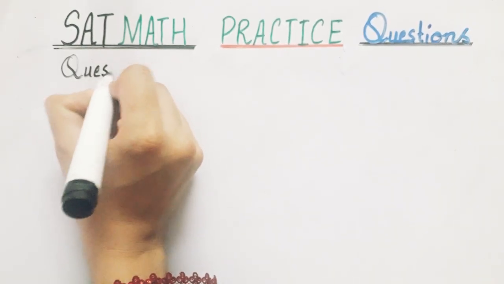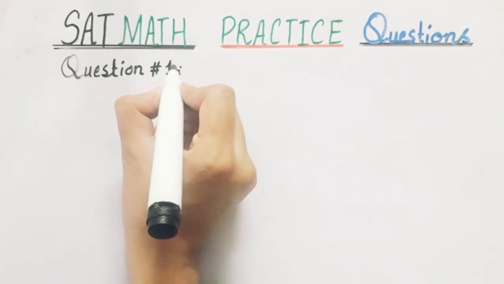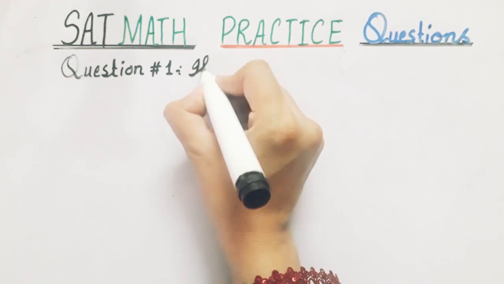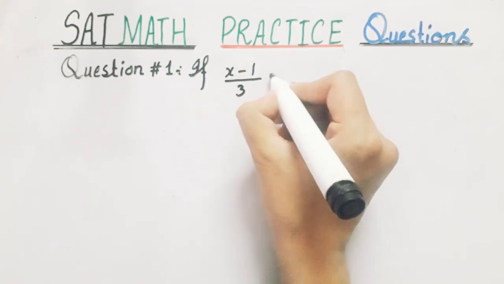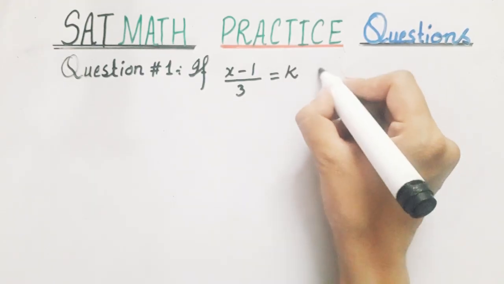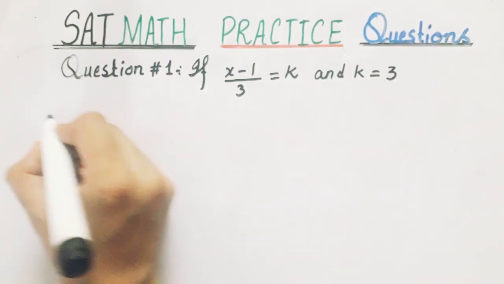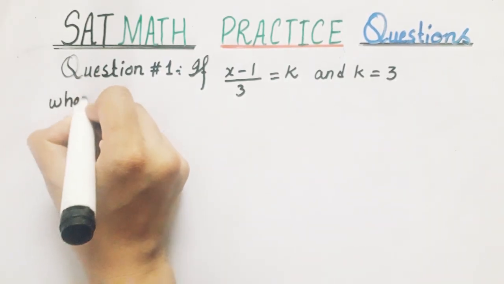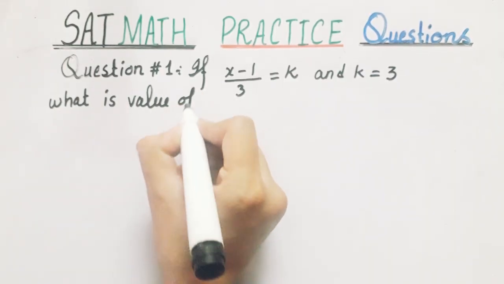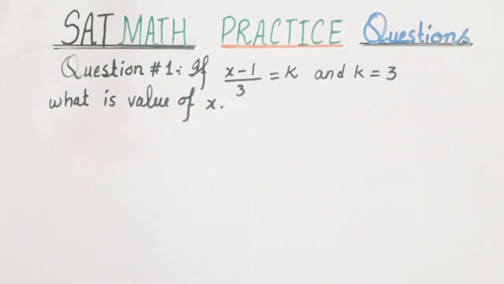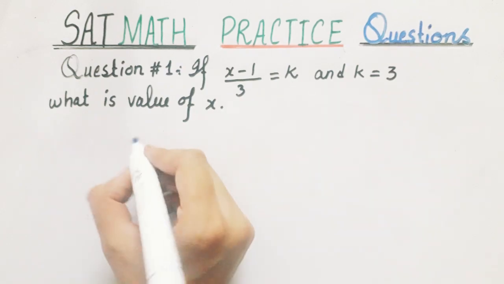Now question number 1 is, if (x minus 1) by 3 equals k and k equals 3, what is the value of x? We will solve this question just by the substitution method. Put the k value 3 in this equation and get the answer.